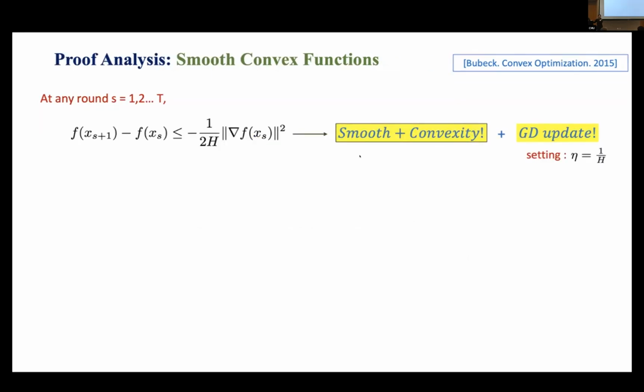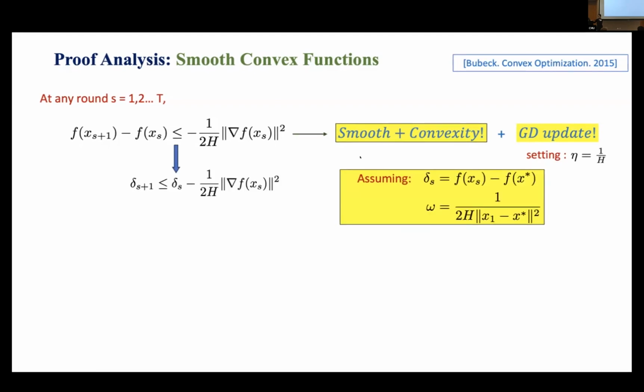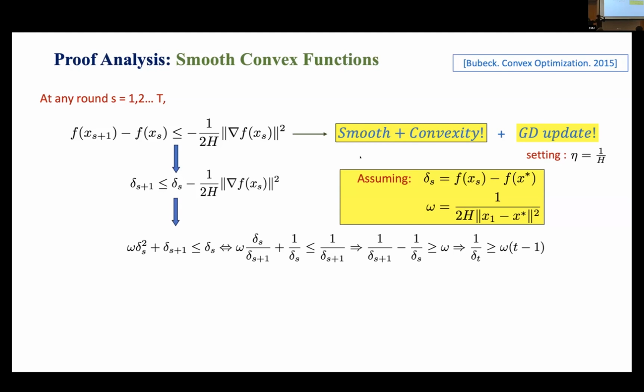The analysis is slightly complex, so I'm definitely not going into the details of it, but it's still simple. I still have the analysis here just to show you how the analysis breaks when the function is changing over time. It's not a fixed function, but it's changing over time. I'm starting with the earlier ways. Now using smoothness and convexity, I can write the first line. The second line is where I denote delta t as the suboptimality at time step t.